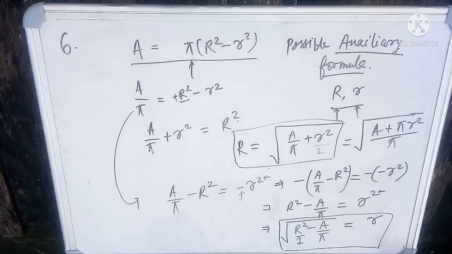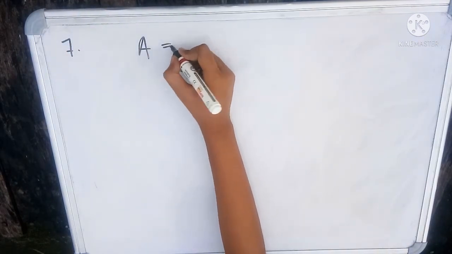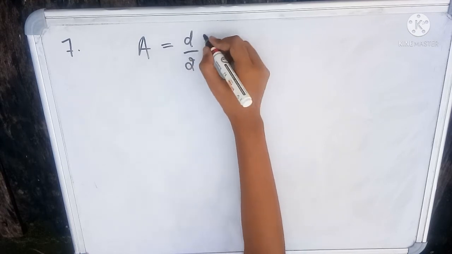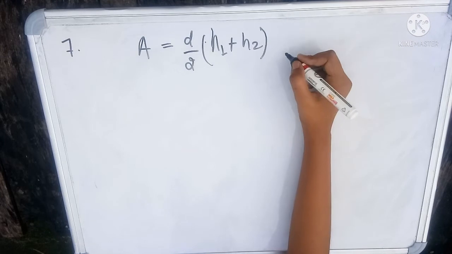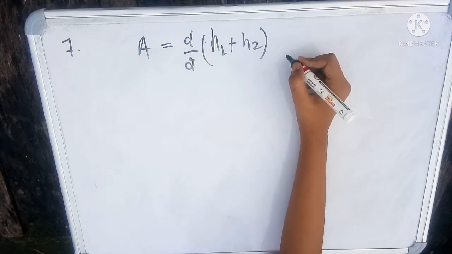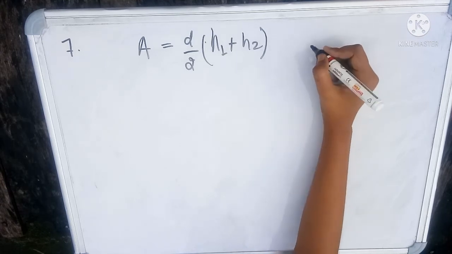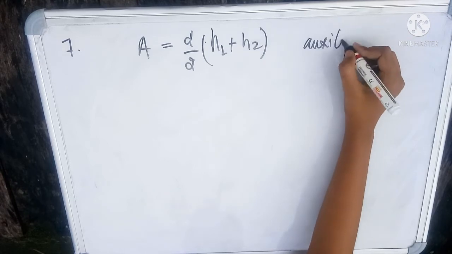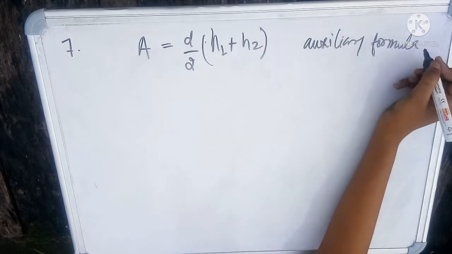Now moving on to the next question, question number 7. Here we have been given one formula, which is a is equal to d divided by 2 multiplied by h1 plus h2. And we have to check all the auxiliary formulas and find out which of them are correct. So for that we will find the auxiliary formulas one by one and check the correct option.